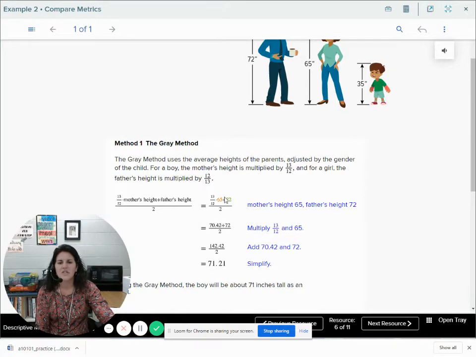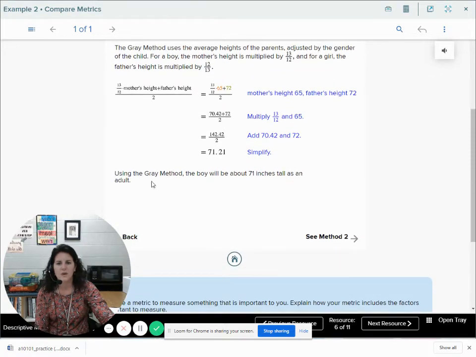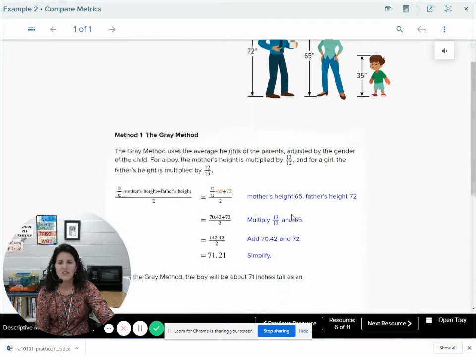So we take the mother's height, which is 65 inches, and since this is a boy, we're going to multiply it by 13/12. So 13/12 times her height of 65 plus the father's height, which is 72. We add them together, then divide by 2 to find the average. And we get 71.21 as the child's height, what the boy's supposed to be as an adult. He's supposed to be about 71 inches tall. Okay, so that's the Gray method.